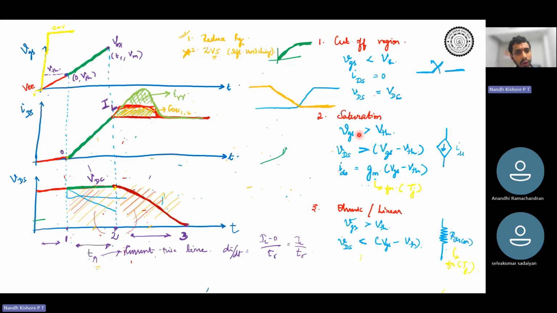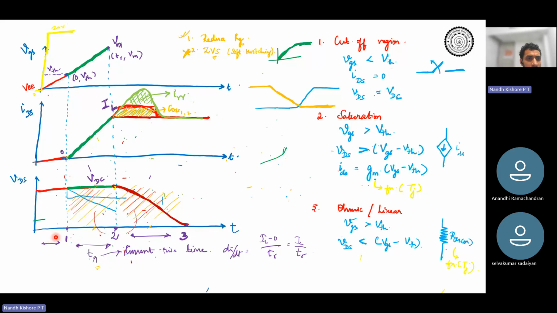Meanwhile, we also saw the regions of operation for a MOSFET. We know that a MOSFET can operate in three regions: the cutoff region, the saturation region, and the ohmic or linear region. This can be observed from the device output characteristic, that is ID versus VDS. The cutoff region is pretty simple. The device is totally turned off, so the current it carries is 0, and VDS would be equal to VDC, till instant 1.